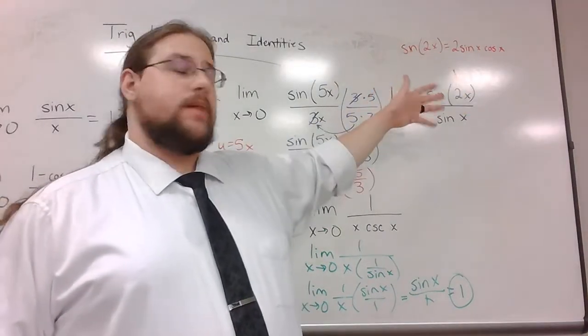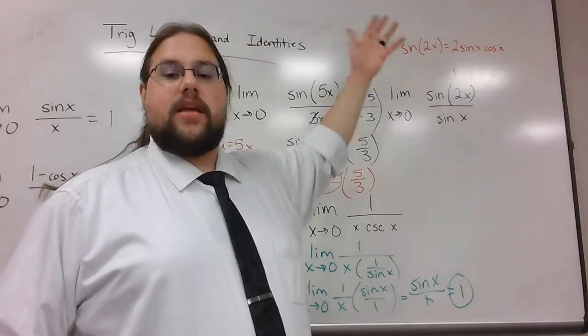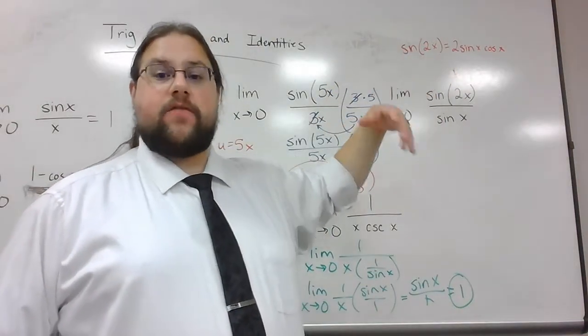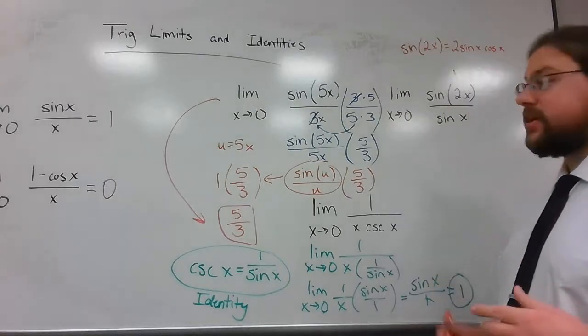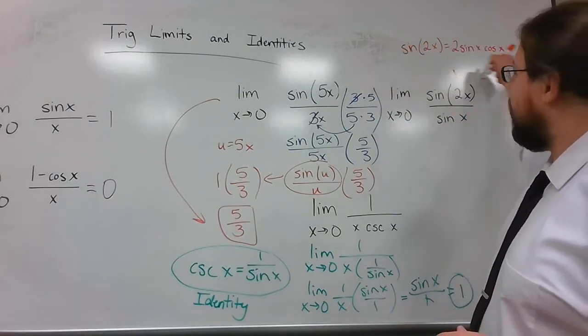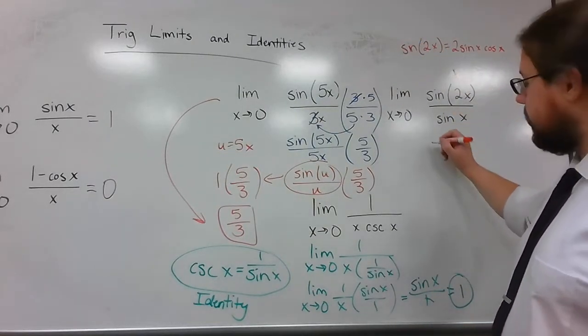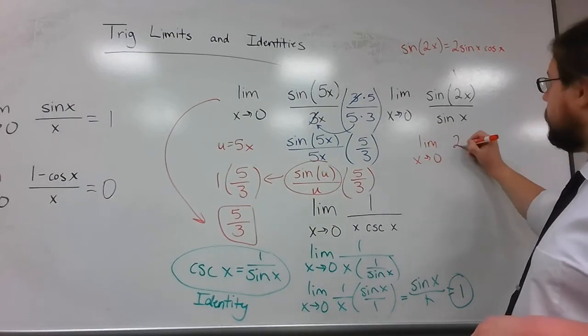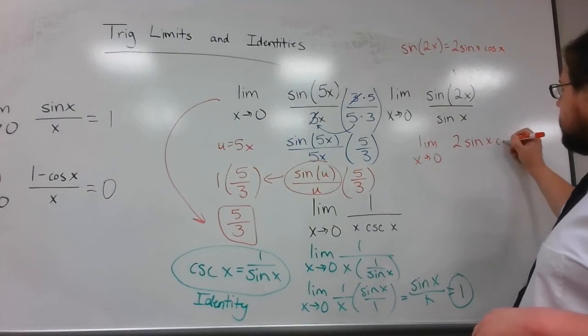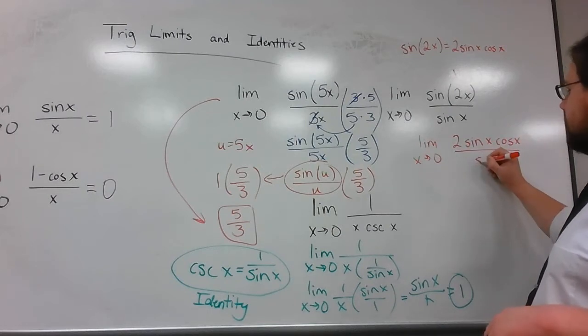Now, on a quiz or something, I'm going to give you the identities to try to help you retain information, just so you're not having to go look for it. But here's what I'm going to do. I'm just going to switch this red part out for what's on top. So I'm going to do the limit as x approaches 0 of 2 sine x cosine x over sine x.